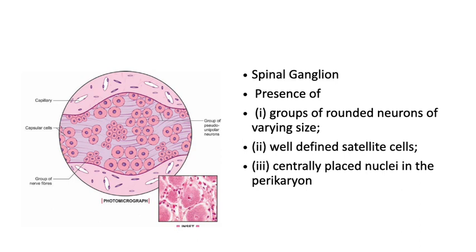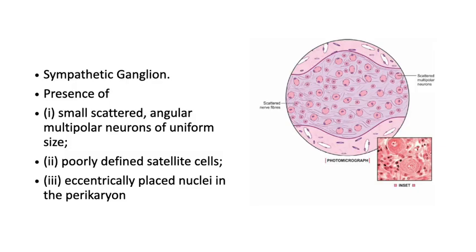This is schematically represented. Let us see here. Easy to draw this diagram. Spinal ganglion: group of rounded neurons present, well-defined satellite cells, centrally placed nucleus. The neurons in the dorsal root ganglion or the spinal ganglion are pseudo-unipolar type. This we have already seen in types of neurons. Pseudo-unipolar, means they have a cell body and they have got two branches. Sympathetic ganglion: here also we can see scattered neurons, no groups, satellite cells poorly defined, and nucleus present eccentric.